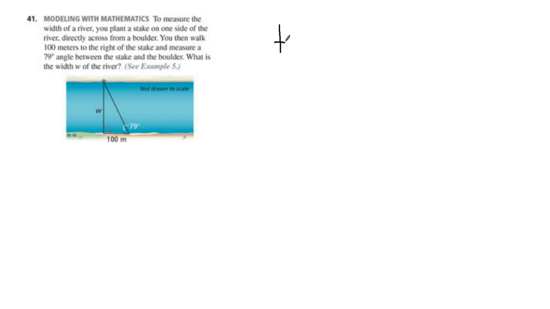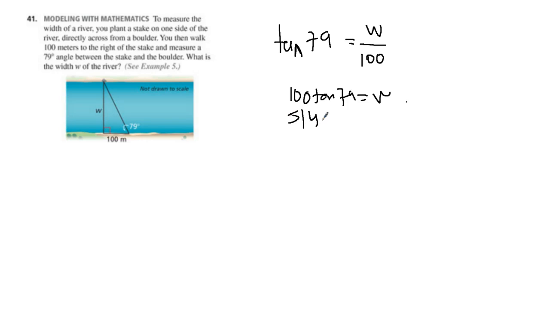So tan 79 is equal to opposite over adjacent, which is W over 100. So 100 tan 79 is equal to the opposite. So we will calculate that. That is 100 times tan of 79. Oh, sorry. 100 times tan of 79 is 514. W is equal to 514 meters.